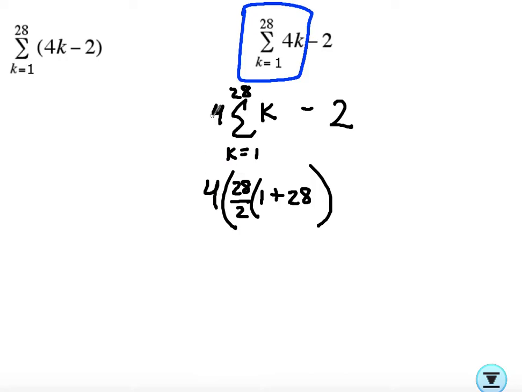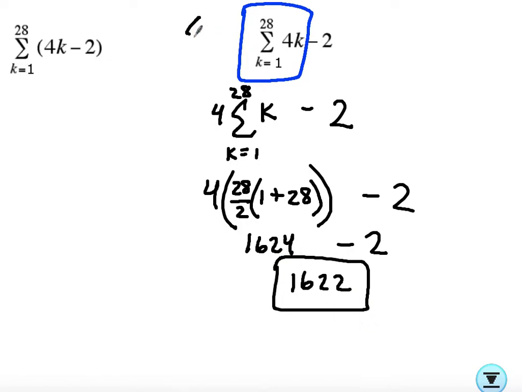Okay, so I have this 4 out in front, because I can put the constant out in front. Here's my summation from 1 to 28 of k, and when I'm done with that, then I'm going to subtract a 2. So if I type all of this stuff right here in my calculator, I get 1,624, and then I'm going to subtract that 2. So my final answer is 1,622.